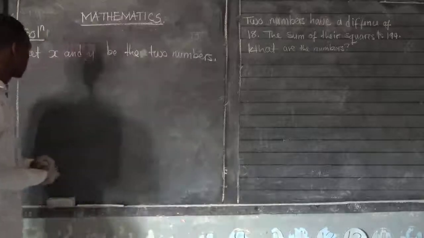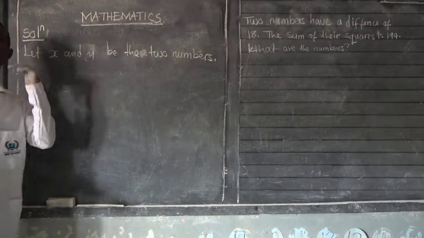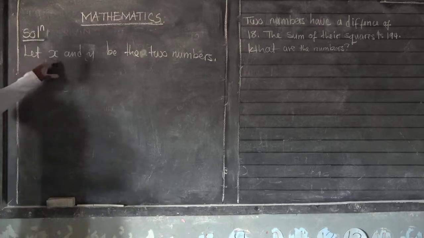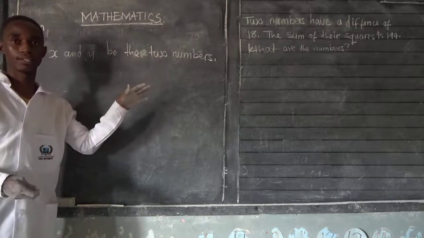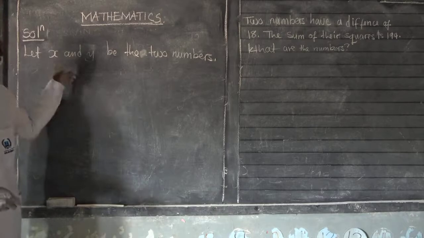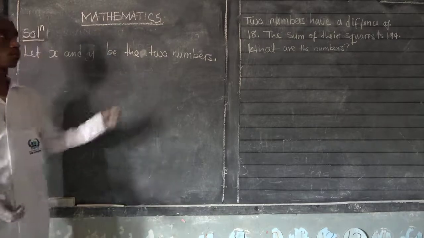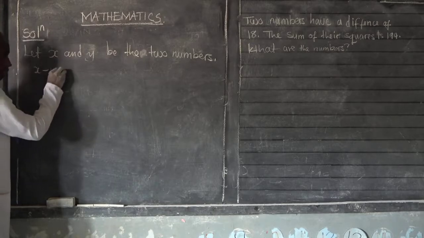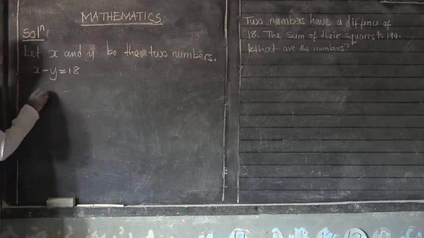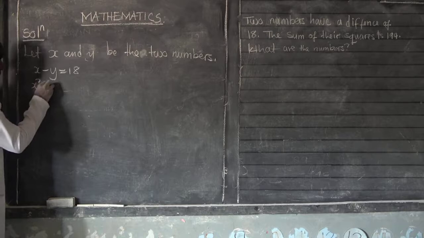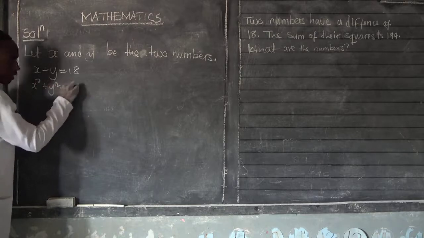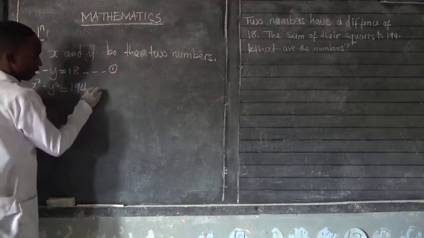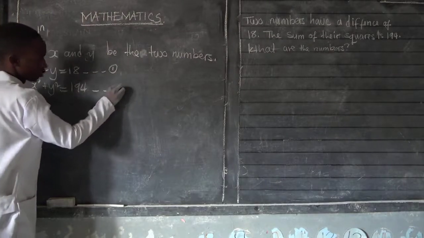So here's the solution. The first thing we need to do is define what we're going to be working with. Let x and y be the two numbers. We're going to work with x and y to solve for those two numbers. The first statement says x minus y is 18. The second statement says x squared plus y squared is equal to 194. So now we have equation 1 and equation 2.